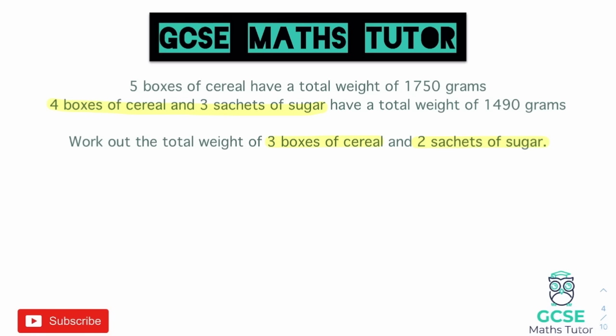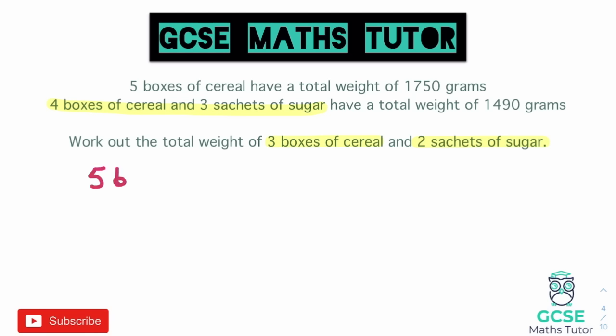So we need to figure out one of them first, and let's have a think about which one we can work out straight away. Because that first line just says about one of the variables, it just says 5 boxes of cereal have a total weight of 1,750. So we can work out one of the boxes by dividing that by 5.